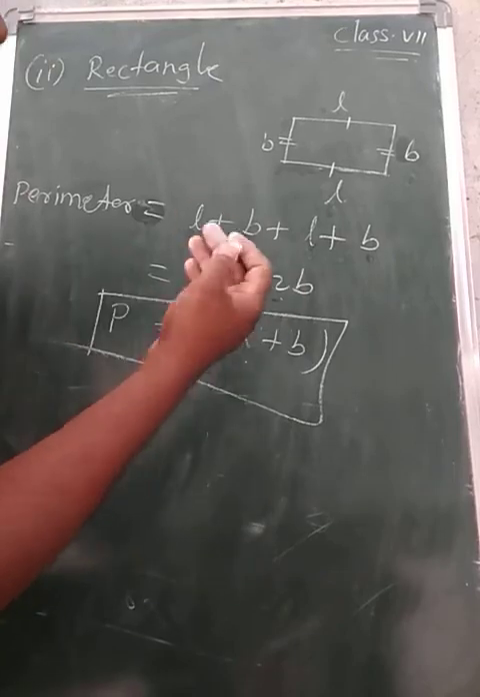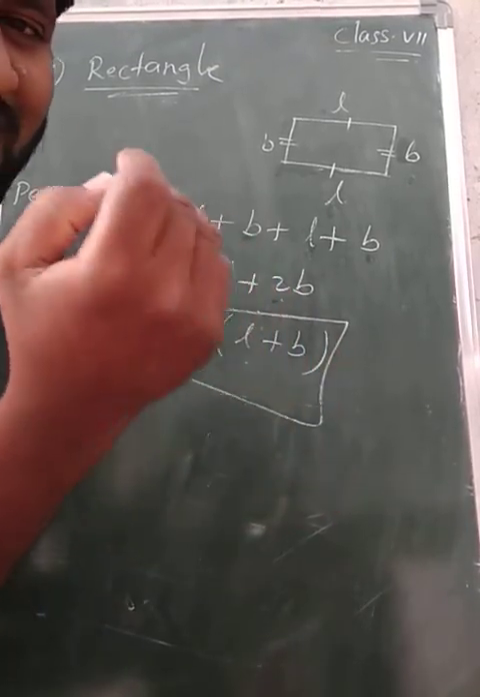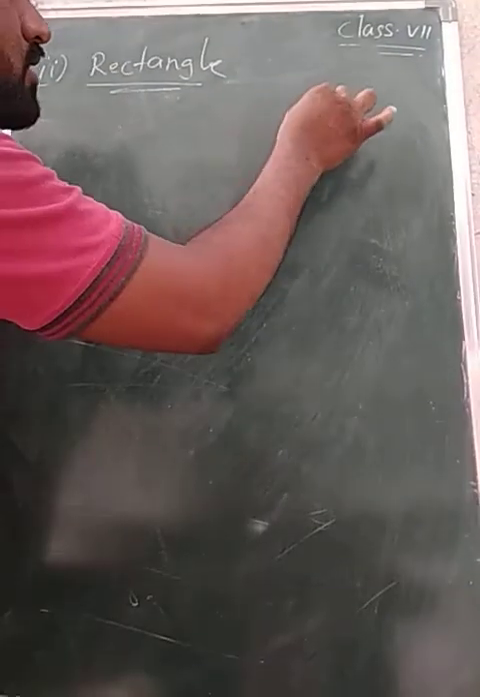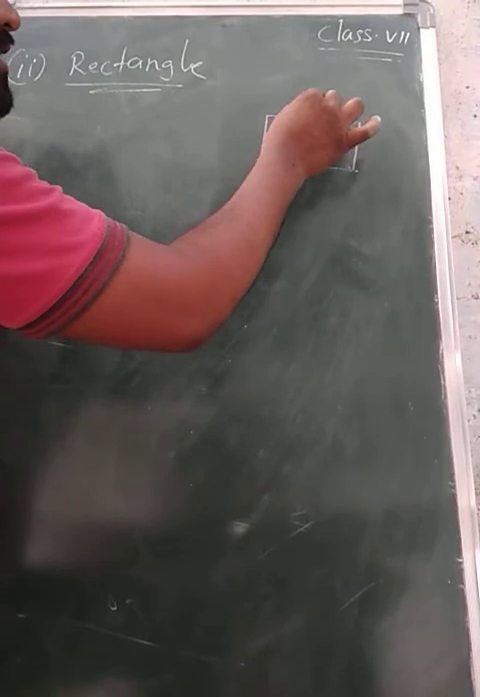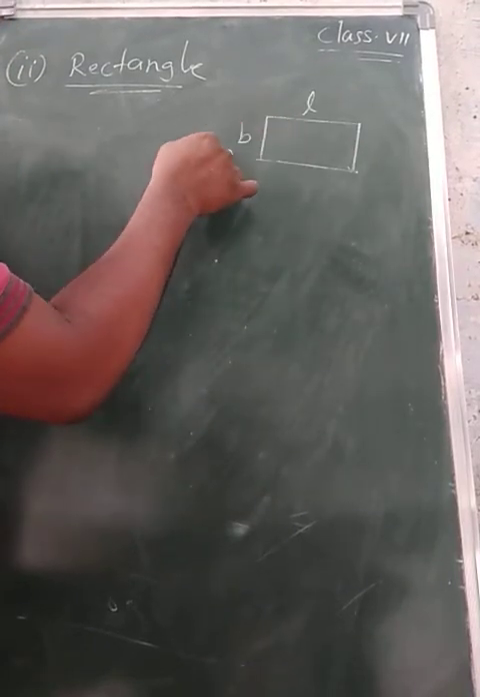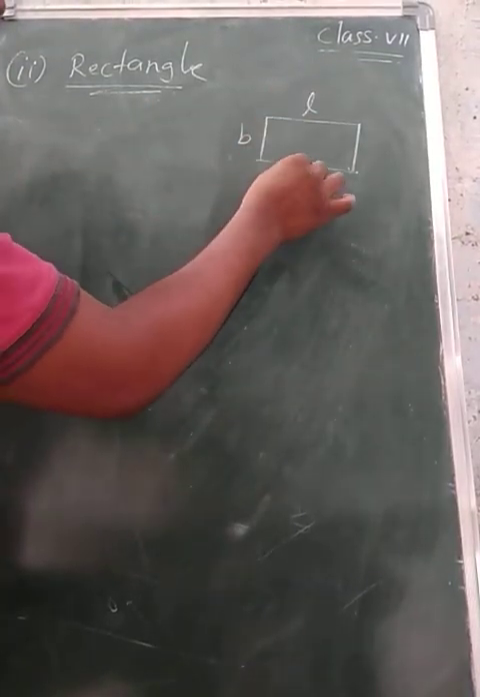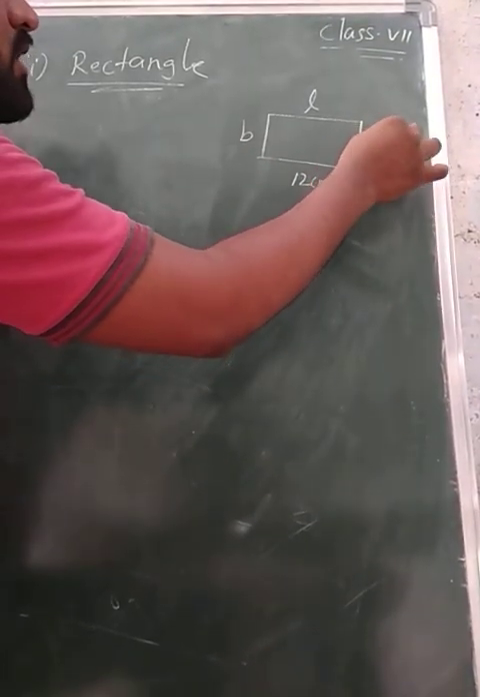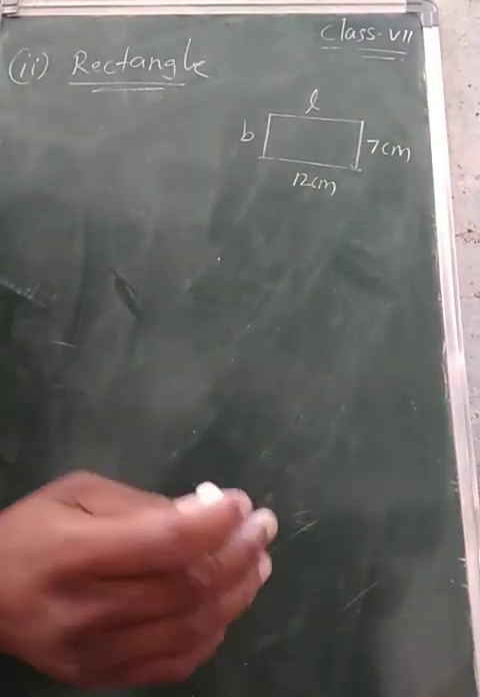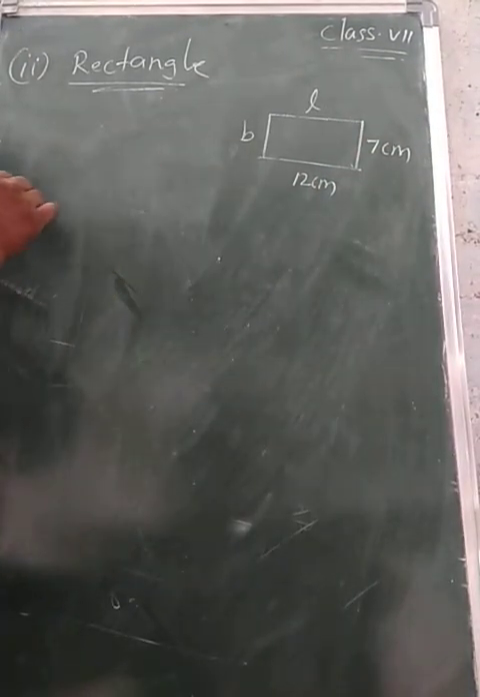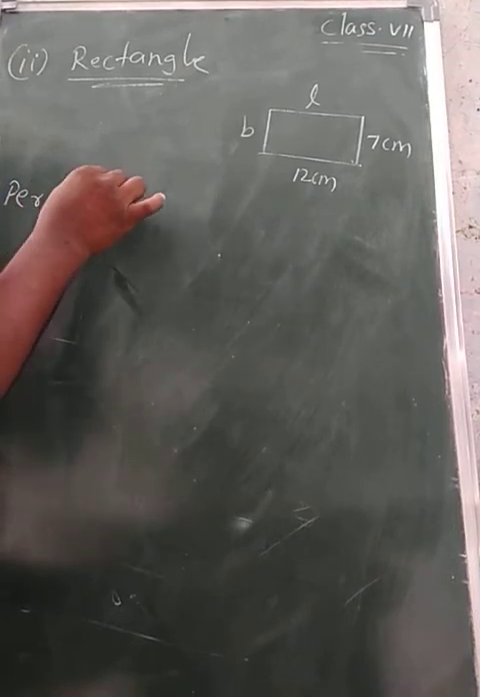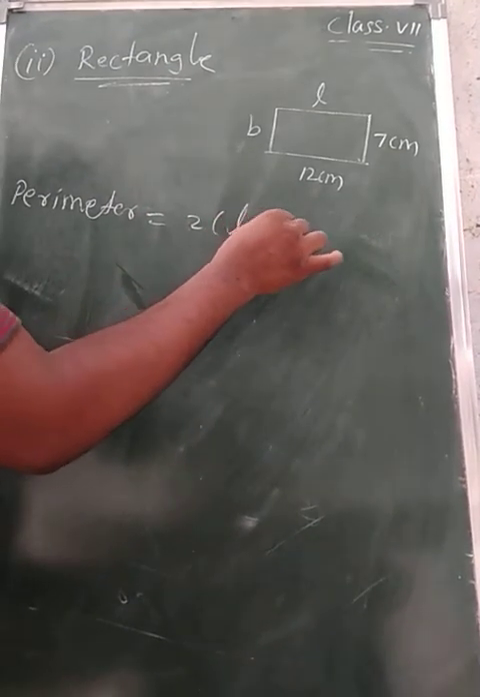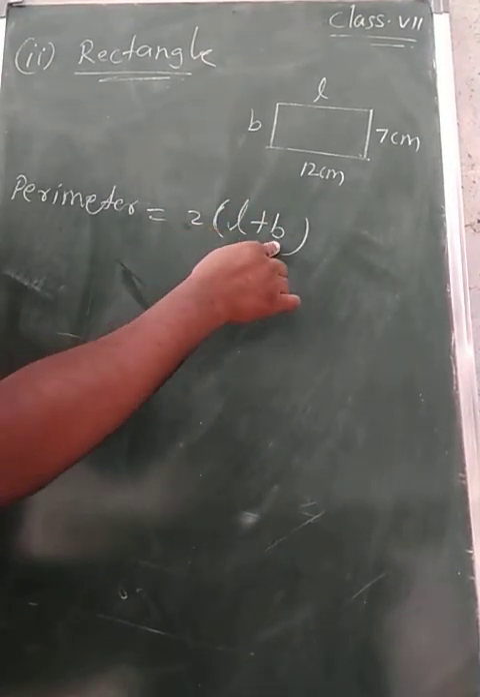Then by taking an example, I want to find the perimeter and the area of a rectangle. Okay, see now. So this is a rectangle. This is the length of a rectangle and this is the breadth of it. The length of a rectangle is given as 12 centimeters and the breadth of a rectangle is 7 centimeters. Now what is the perimeter? The perimeter of a rectangle is equal to 2 of L plus B, 2 of length plus breadth.